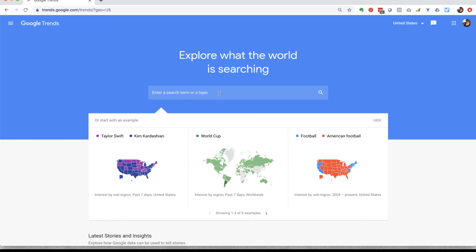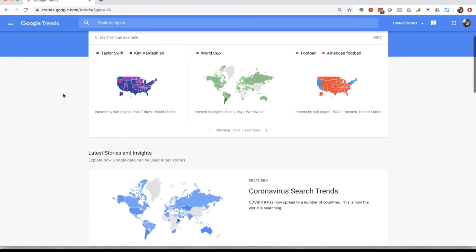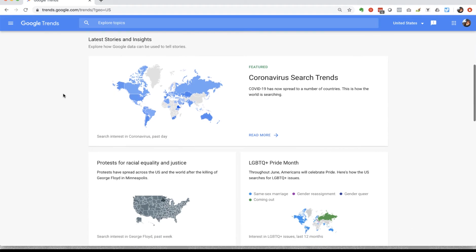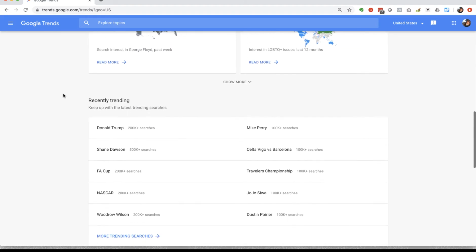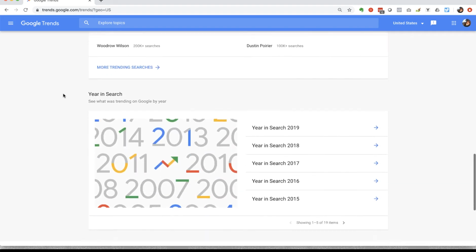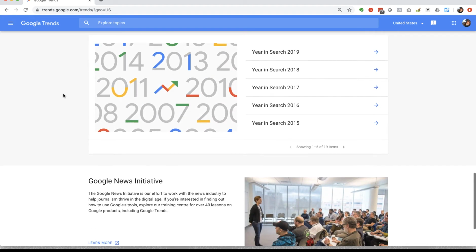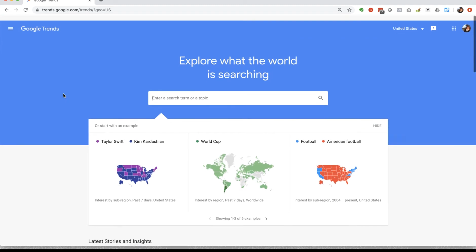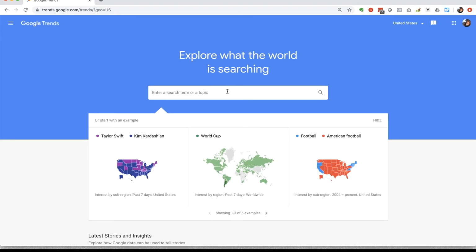So you could just go ahead and enter a search term here, or if you're just interested generally, you can scroll through some of the suggested topics and it tells you what's trending at the moment and what's been happening over the year and so on. But we're going to use it to look for some search terms.